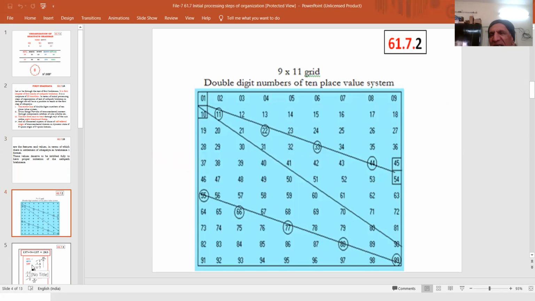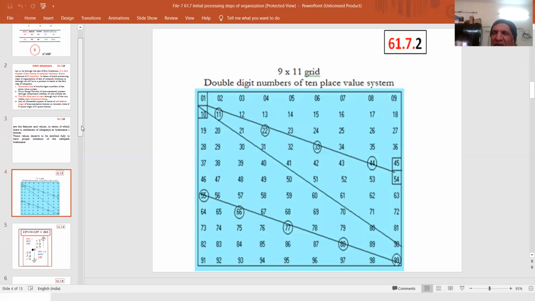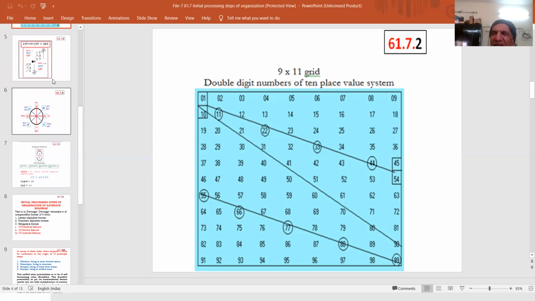The first feature is the organization along the mirror line. This is the mirror line of the lower part of the 9 cross 11 grid of double digit numbers of the 10 place value system. This mirror line is 55, 66, 77, 88, and 99. Value 55 takes us to the summation values of numbers 1 to 10, and these make Parpataks. Value 66 is the summation value of values range 1 to 11, and this makes 66 chapters of Sathpath Brahman.